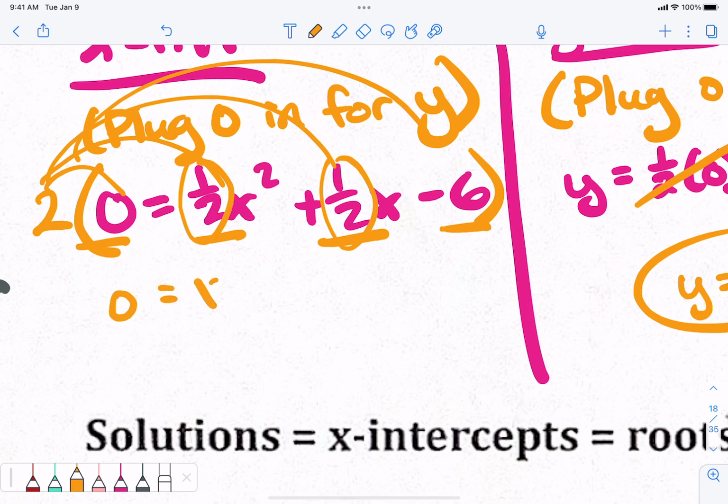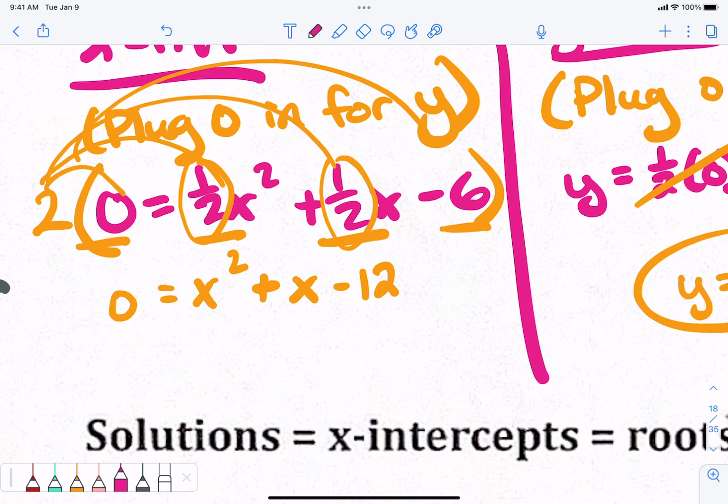What is 2 times 1/2? Just 1. So I'm going to write it as just x squared, because that number in front is a 1, right? What's 2 times 1/2 x? Just plus x, right? 1x, right? And what's 2 times -6? -12, okay? All right, so now he looks a lot nicer than he did before. Now, we still have to solve him, though.